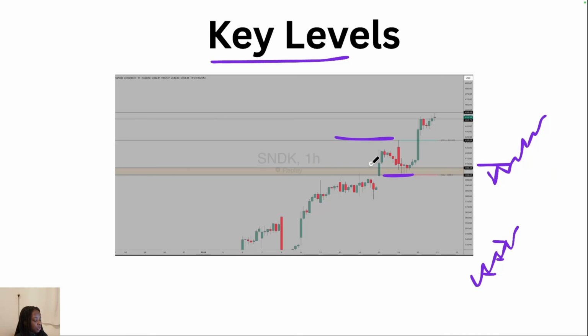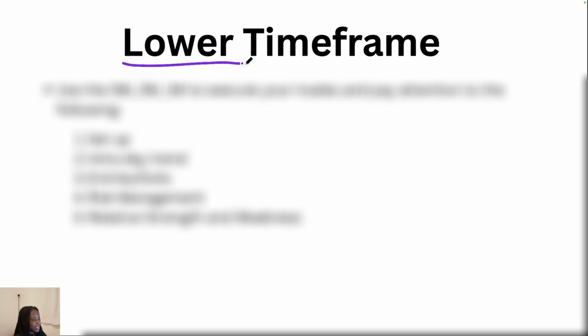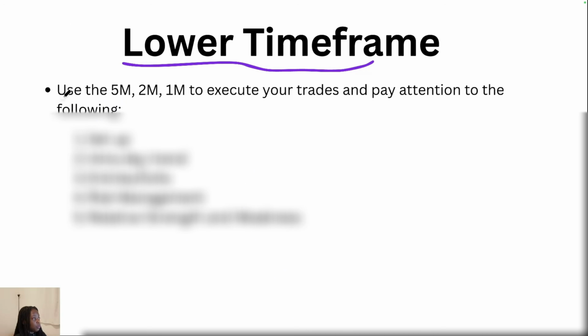So that's how you draw key levels. Now the lower time frame. I've made a lot of videos around the lower time frame. You want to use the 5 minute, 2 minute, 1 minute to execute your trades, and pay attention to the following. You want to develop your setup.